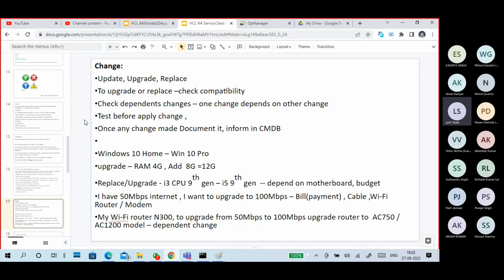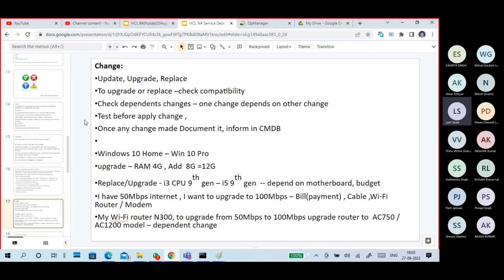Guys, before you change, test the change. There are always questions like: does this change lead to another change? Is a rollback available? Means once you change, can you go back to the previous state? If your change fails, can you go back? Upgrade, update kind of stuff, can we do it like that?